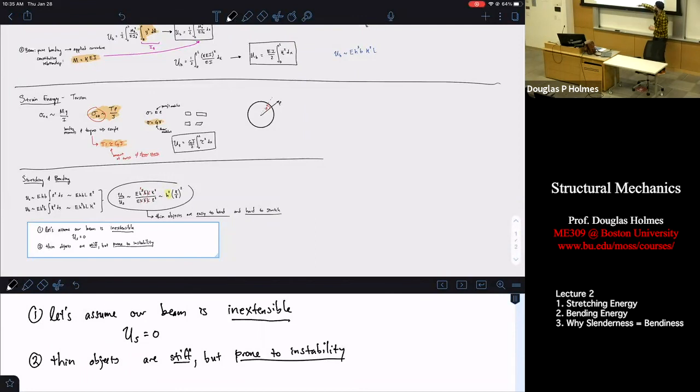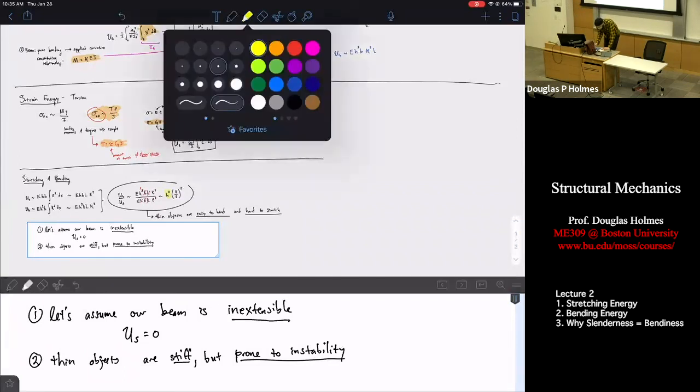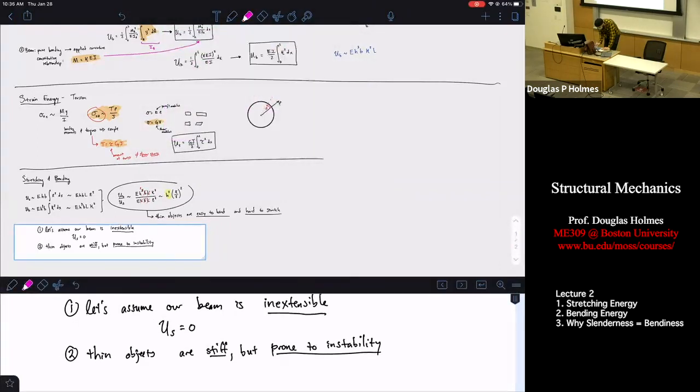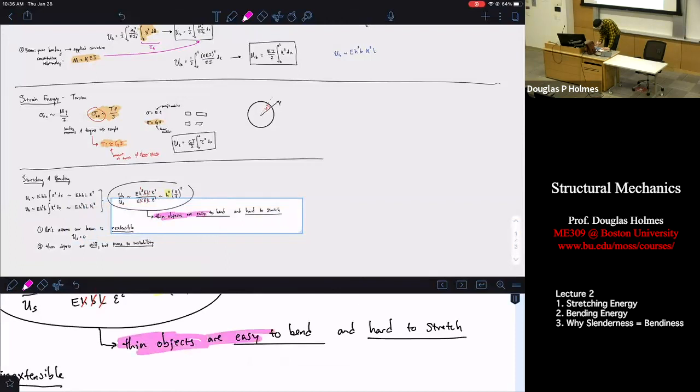This being prone to instability is the direct result of the fact that thin objects like to bend, and they will find a way to bend as opposed to stretching all the time. Anything where you see instabilities occurring, in structures, what you're seeing is an object that found a cheaper way to deform. And for thin objects, it's always cheaper to bend than it is to stretch. So that's the takeaway I want you to have from today's lecture, a little bit twofold. One, if you remember nothing else, remember this, because this will help you as an engineer for years to come.